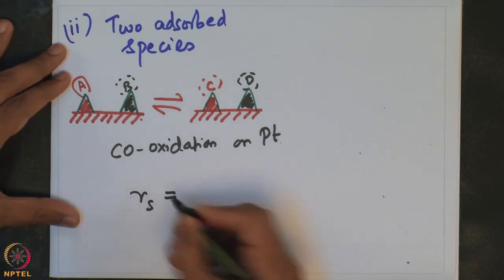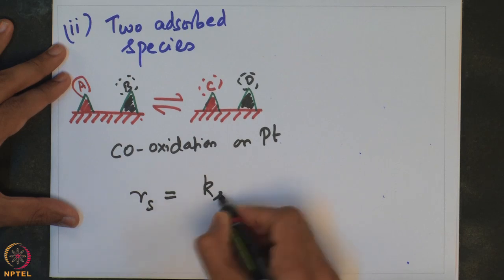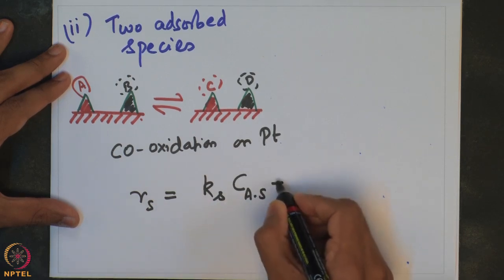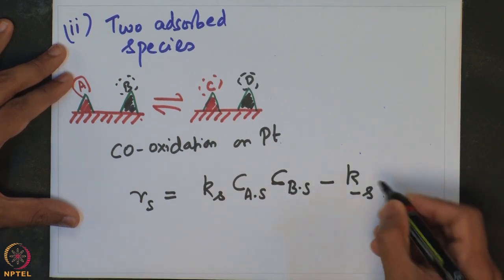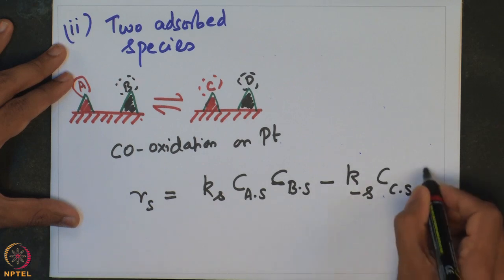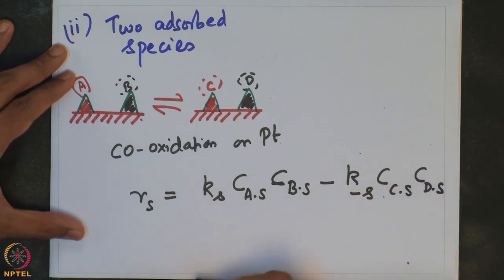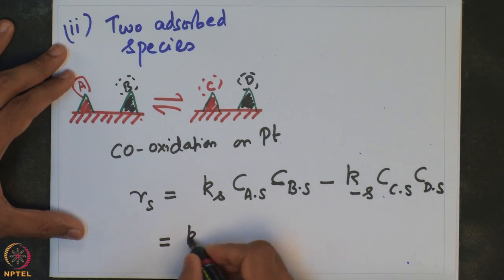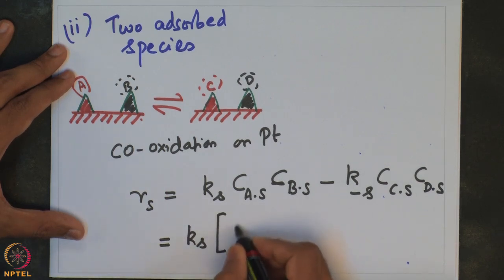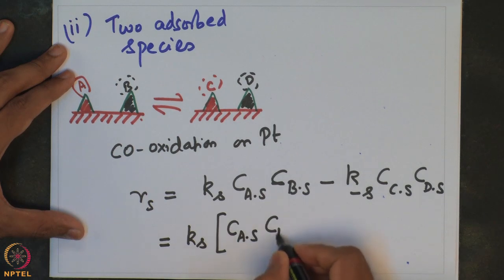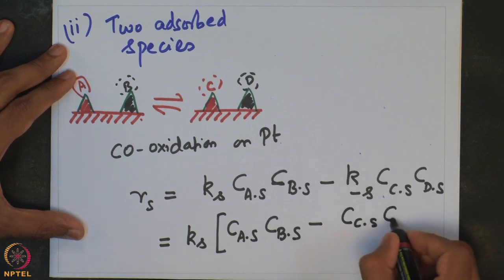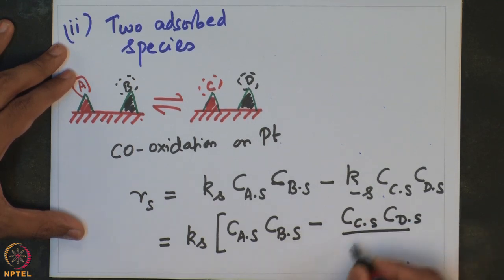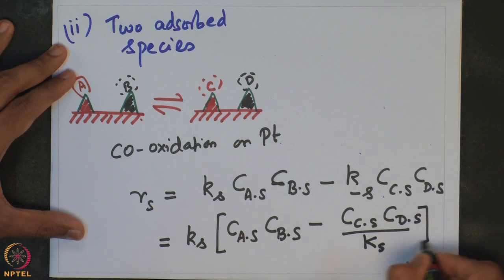So, Rs is essentially given by Ks into CAs into CBs minus K minus s into CCs into CDs. So, this we can rewrite as Ks into CAs into CBs minus CCs into CDs divided by the equilibrium constant Ks. So, this is essentially the equilibrium constant.